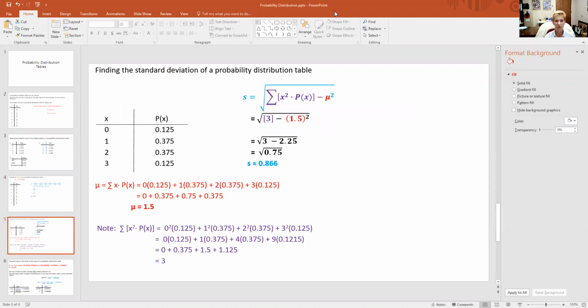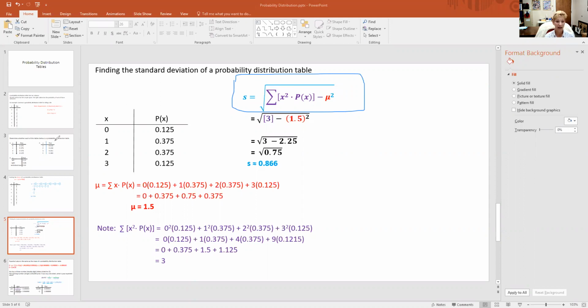Now, how do you find the standard deviation of a table? Well, if you've got a probability distribution table, the way you find that standard deviation is this is your formula right here. And again, it's on your formula sheet, so you don't have to memorize it, but you do have to understand it. Now, the first thing I want you to notice is built into this formula is the mean. So before you can do standard deviation, you have to do mean, even if they don't tell you to.